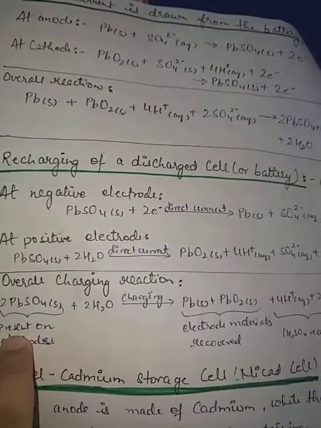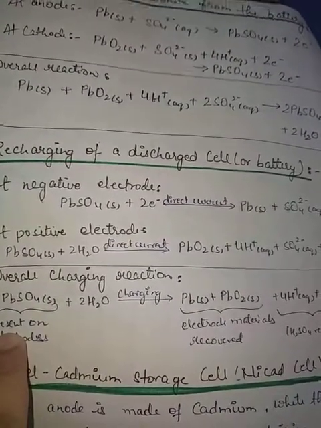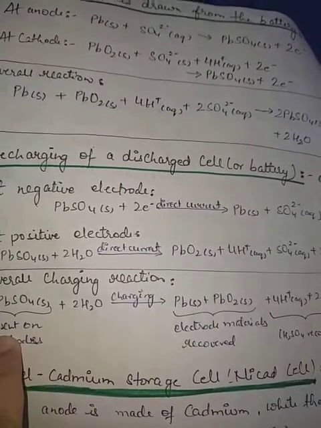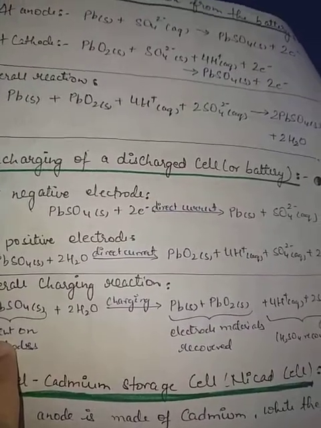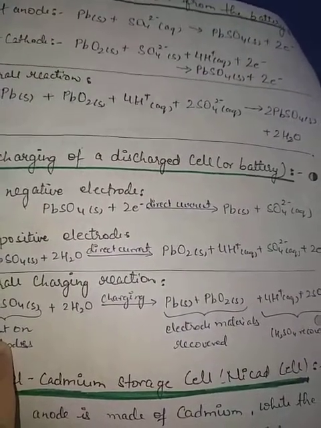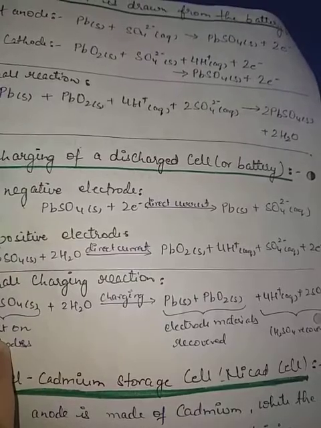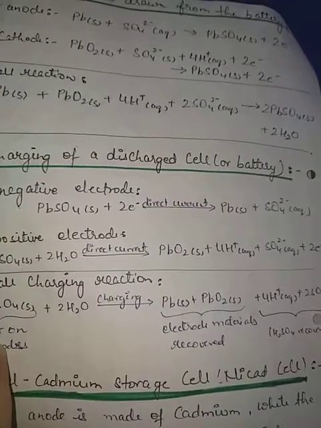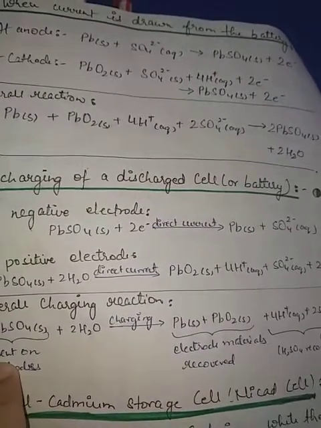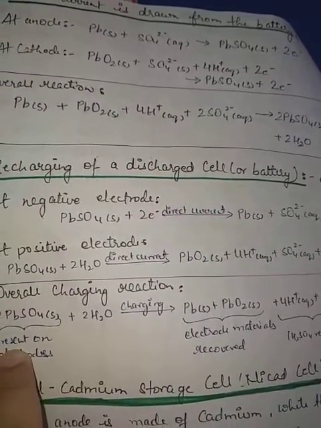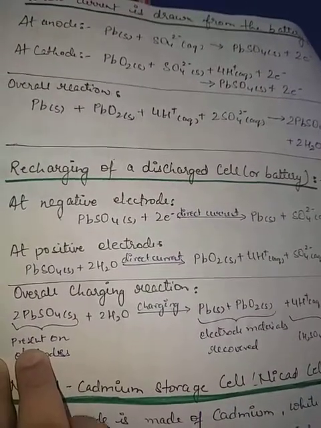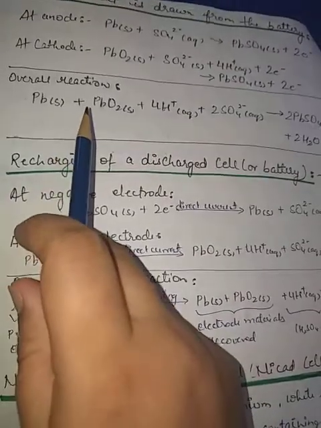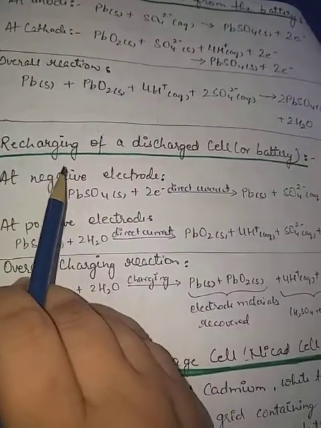Now see what will happen in both cases. We are getting lead sulfate. It means both the electrodes will get coated with the white precipitate of lead sulfate, and when they are coated with lead sulfate, the further reaction will stop. The cell reaction will stop, and the battery is said to be discharged. Now we'll see how this discharged battery is recharged.